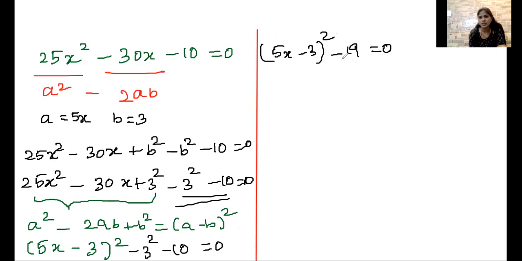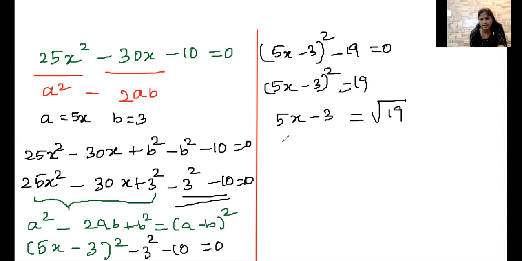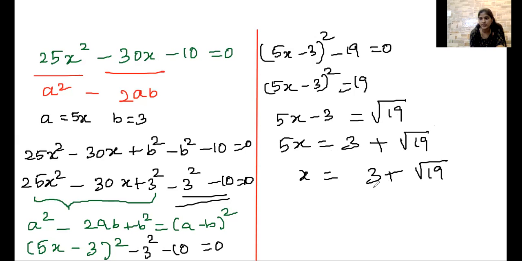So from this expression, it is very easy to find the root, which is 5x minus 3 the whole square is equal to positive 19. And 5x minus 3 is equal to square root of 19. So 5x is equal to 3 plus square root of 19. If I take this minus 3 to the other side, that will become positive, right? So I need to find the value of x. So that's going to be 3 plus root 19 divided by 5. So I found the value of x with the help of the method of completing the square.